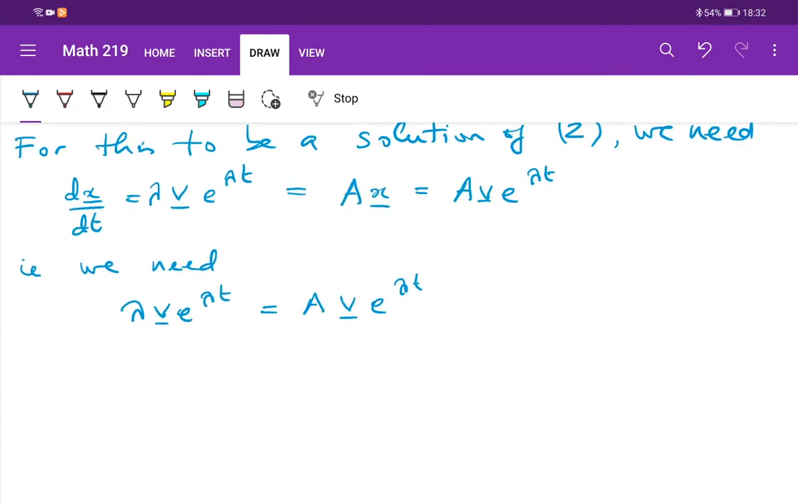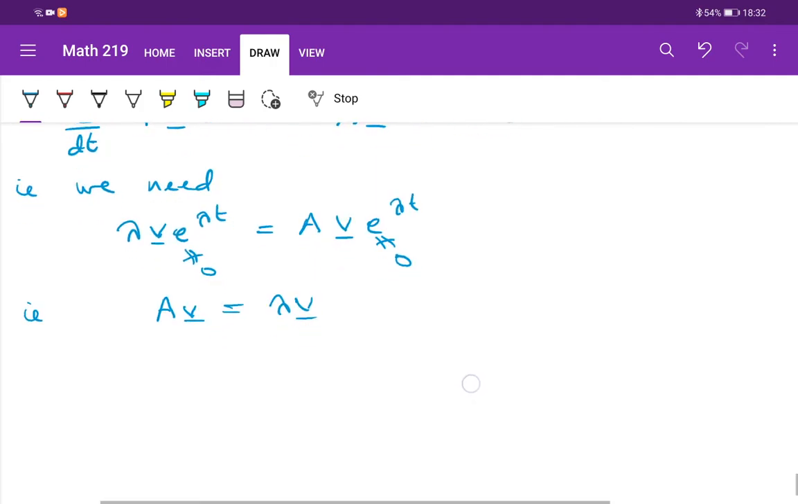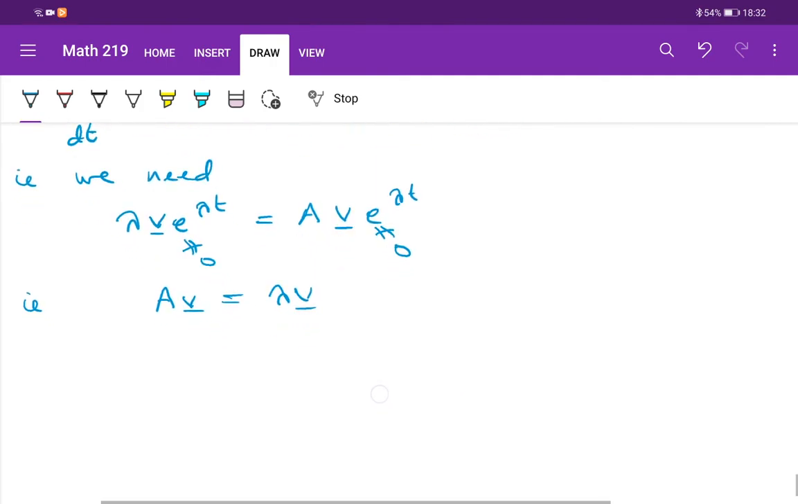Now e to the lambda t is always non-zero, so we can divide it out from both sides. Let's switch sides. So Av is equal to lambda v. And we recognize this: this is our eigenvalue, eigenvector equation.